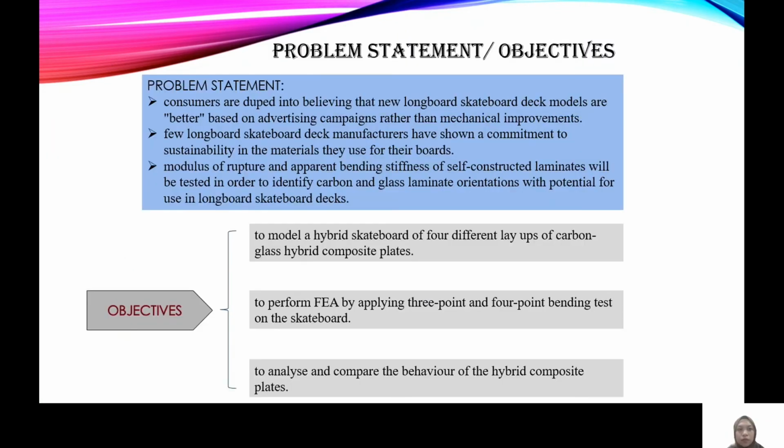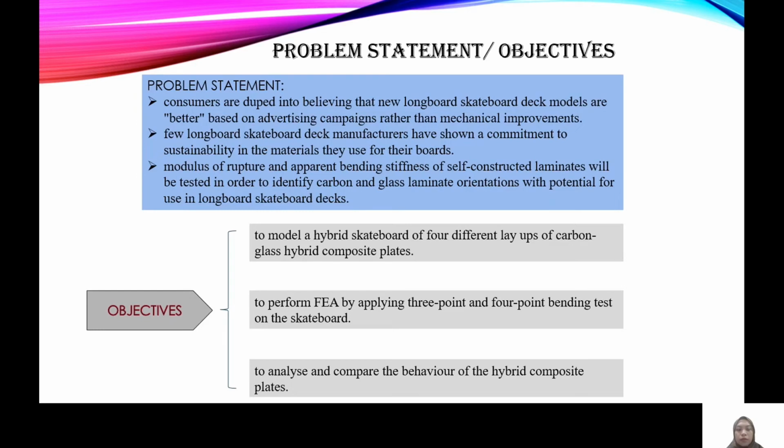The problem statement of this project is that consumers are duped into believing that new normal skateboard deck models are better based on advertising campaigns rather than mechanical improvement. Few longboard skateboard deck manufacturers have shown a commitment to sustainability in the materials they use for their boards. Modulus of rupture and apparent bending stiffness of self-constructed laminates will be tested in order to identify carbon and glass laminate orientations with potential for use in longboard skateboard decks.